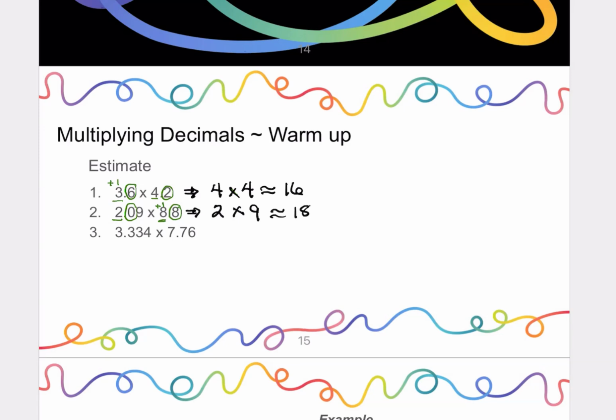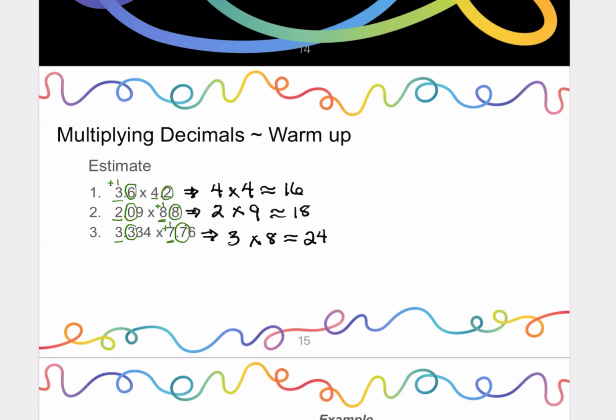Problem number 3, if we're looking at that ones digit, we're going to look at that number directly next to it, which is 5, less than 5. So that means we leave that 3 exactly as it is, and everything else changes to a 0. 7 is greater than 5. So that means we add 1 to this initial ones place, which gives us an 8. 3 times 8 is approximately 24.